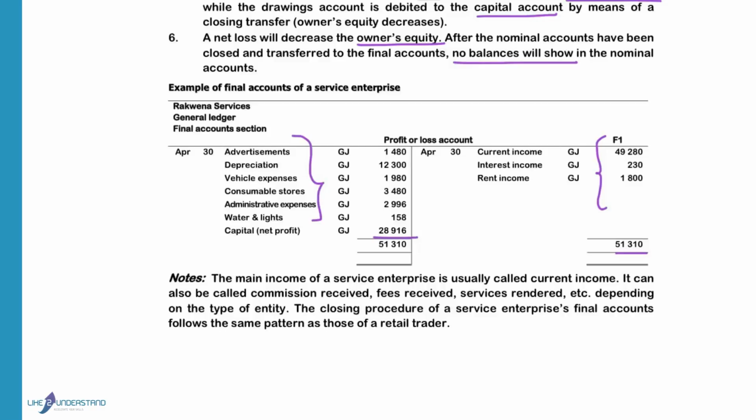The main income of a service enterprise is called current income. It can also be called commission received if your major income is out of commission, fees received, services rendered. But you don't buy goods with the purpose of selling. You only render a service to get an income. Therefore, you will not have a trading account. You will only have a profit and loss account.